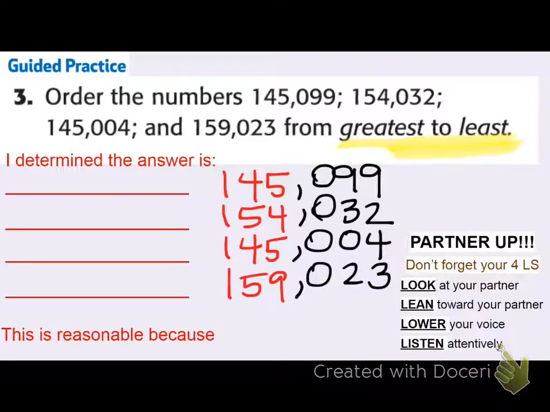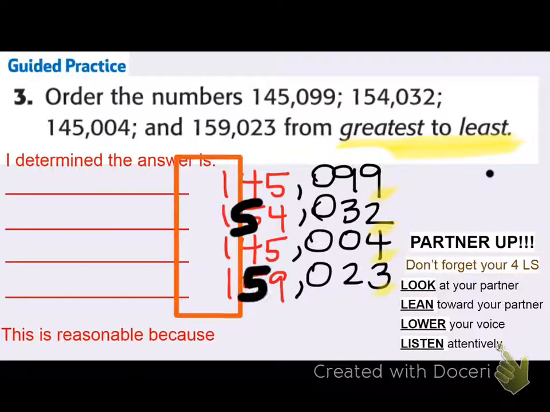Well, step 1 says line it up according to that ones place, and you can see I've lined up all 4 of the values. I'm now going to look at the greatest place value to compare. Well, they all have 100,000, so that doesn't really help me. I now need to move into the 10,000 or the next digit, and I can see that 2 of the values have a 5 in that 10,000's place. Well, I know that 5 is larger than 4.